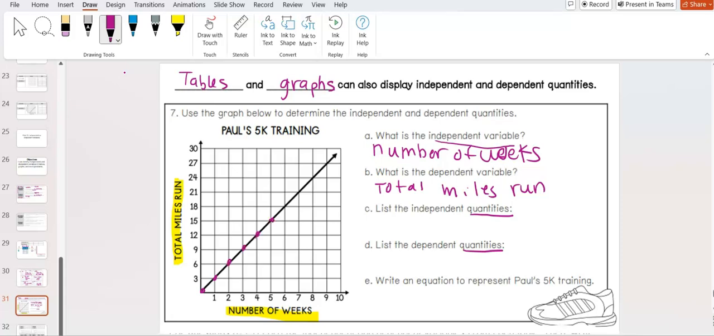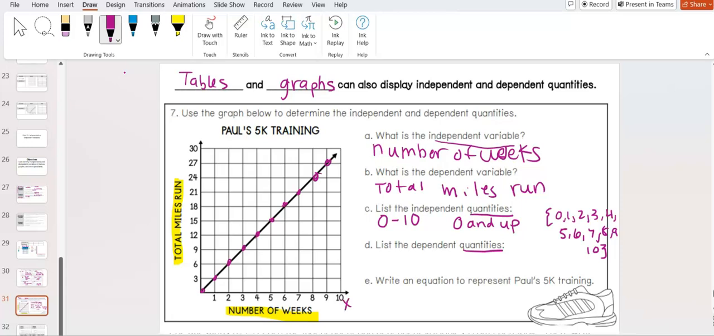Now, obviously, I could train for 1.5 weeks or 1.25 weeks, which is why it's a straight line. So I could basically do anything from 0 to 10 or 0 and up. Or I can just list all of the ones that are given to me. And these are all the numbers that are here on our x value because x is independent.